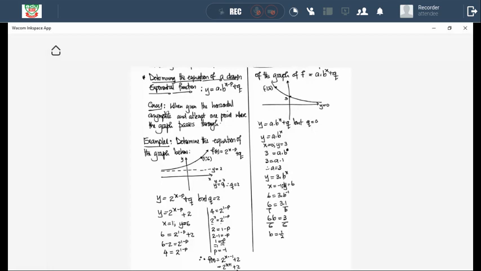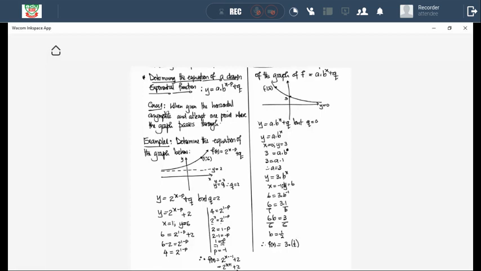So this equation, if I am to deduce it, I'll say, therefore, f of x is going to be equal to a, your a is 3, b, what is your b?